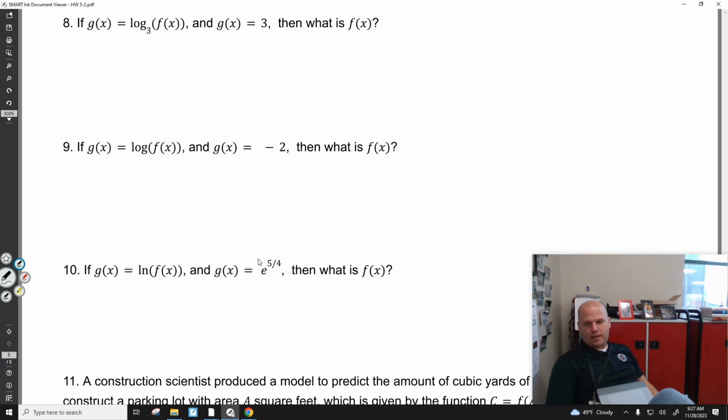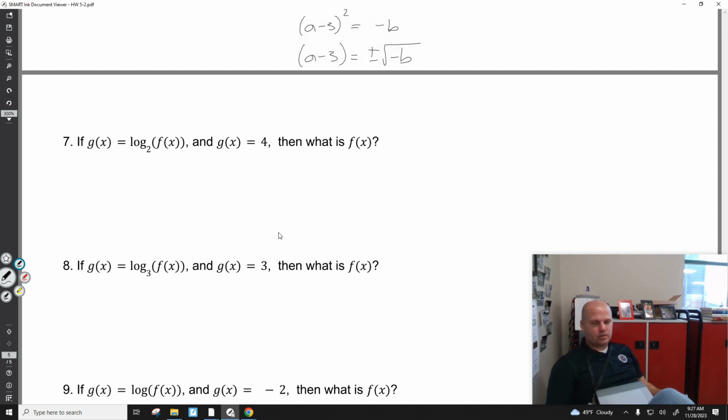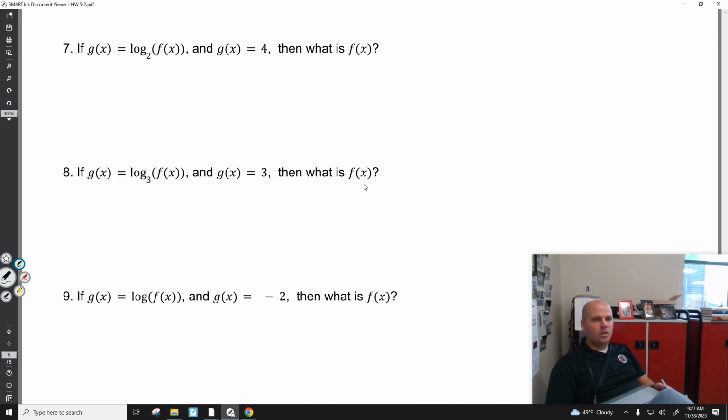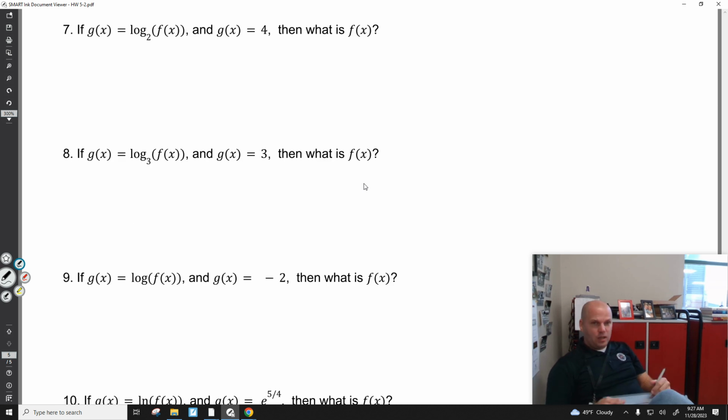And when we get to number 11, we kind of show you why we do what we're doing. Because like you'll see, we don't want X's and Y's. It's confusing. It's like inputs and outputs, A's and B's. Okay. If g of x is 4, what is f of x?